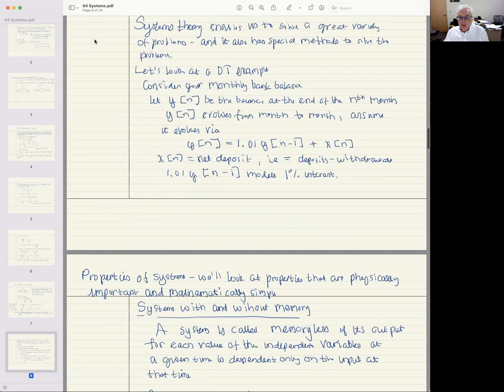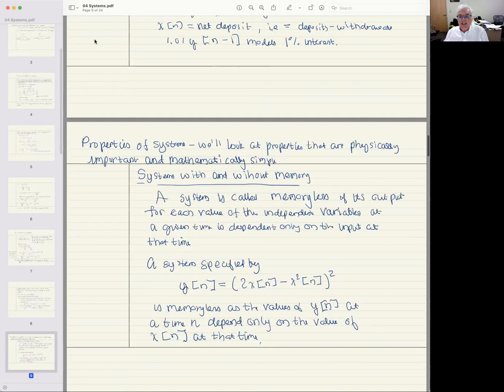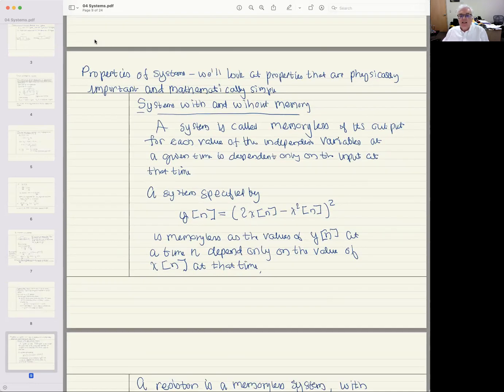Now what I want to do is go on to some new things, and we'll talk about various sorts of systems. Looking at this, I somehow managed to leave a T out of "without," but it's systems with and without memory. So a system is called memoryless if its output for each value of the independent variable at a given time depends only on the input at that time.